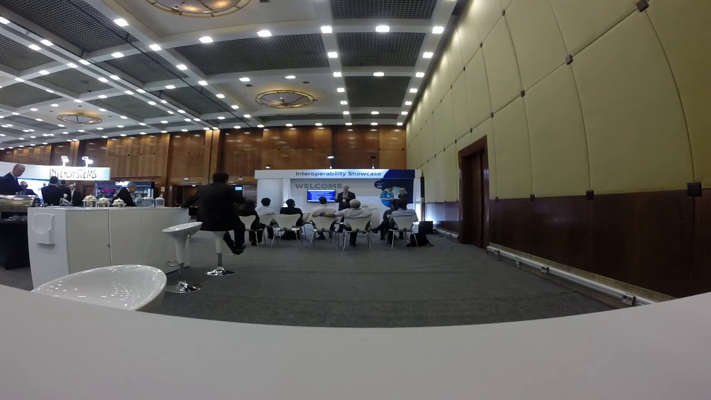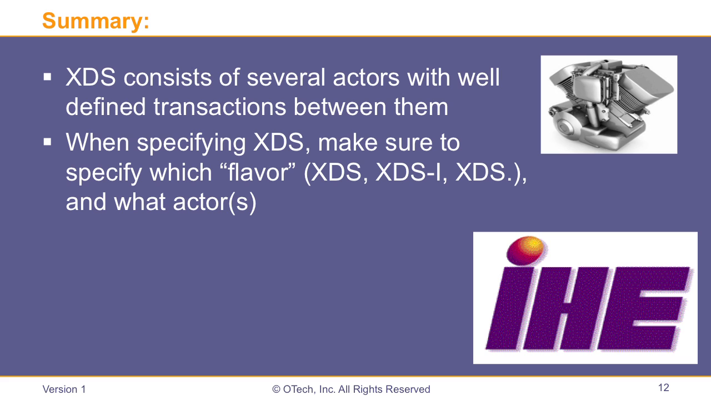So it's important to understand that when people say I support XDS, XDS consists of several actors with well-defined transactions between them. And I put this picture there of an engine. So XDS is an engine with different components: it has a cylinder, it has a transmission, right? So different actors. It does not make sense to say I do XDS without saying what actor you specify. So you need to make sure what flavor of XDS. Also, you do XDS, XDS-I, and I1B and so on, and what kind of actors.